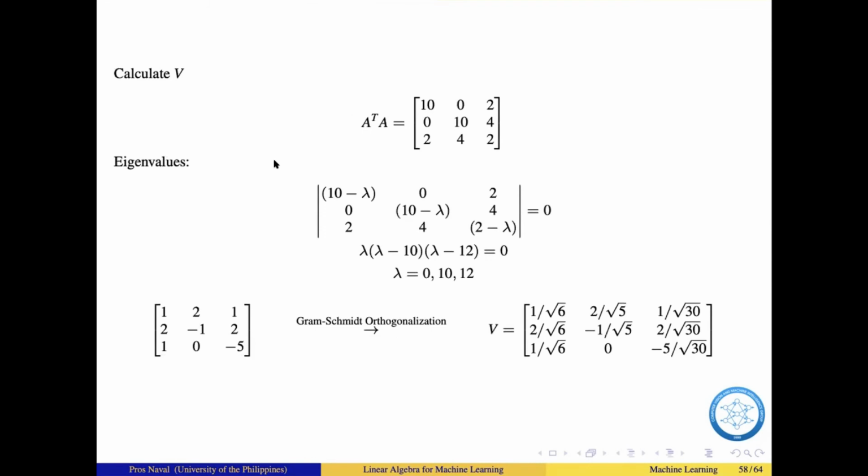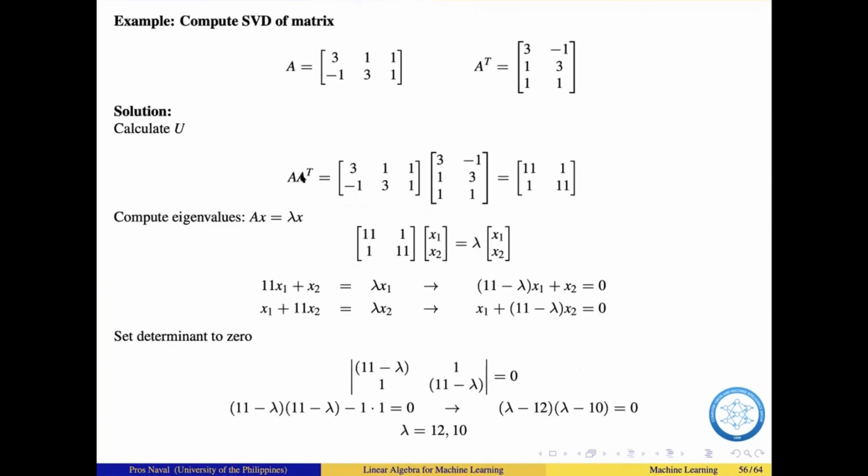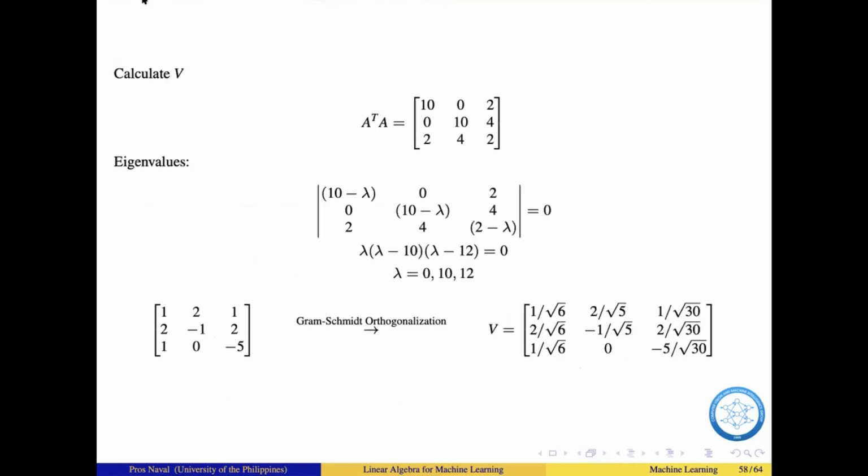Now let's calculate V. We have already computed U, which needed A transpose. For V, we need to get the Gram matrix, which is A transpose A. So let's compute that. A transpose A will, of course, be a 3 by 3 matrix. Now we repeat the same thing as before, as the one for U, and we come up with this result: lambda is equal to 0, 10 and 12.